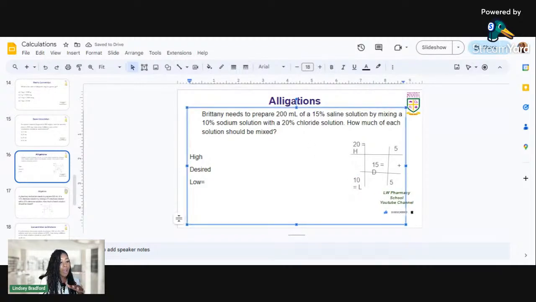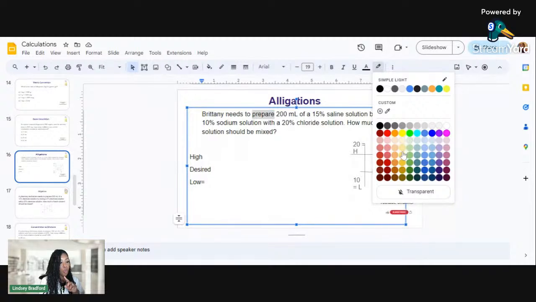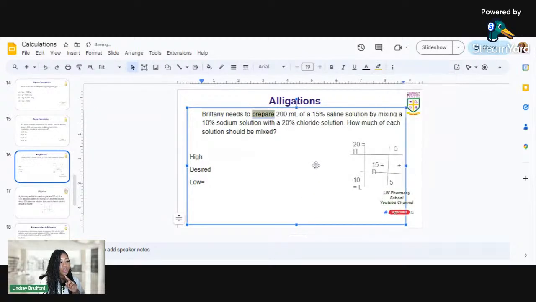And how do I know that 15 is the desired? The reason we know that is because the word prepare leads us into what's important. So that word prepare helps us to know that everything after prepare is what we need to make. So to prepare 200 milliliters of a 15% solution, we have 15 here, we have our 20, and we have our 10, okay?